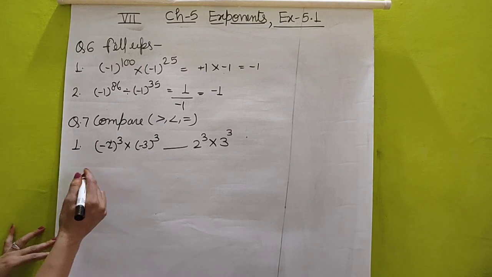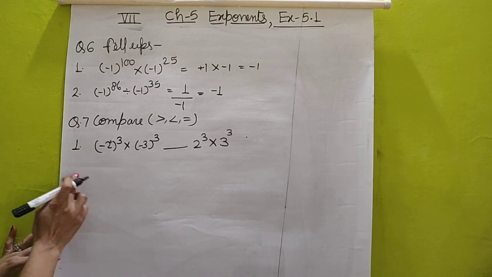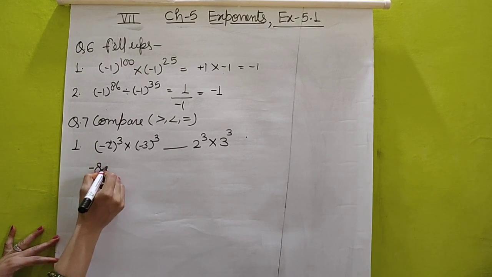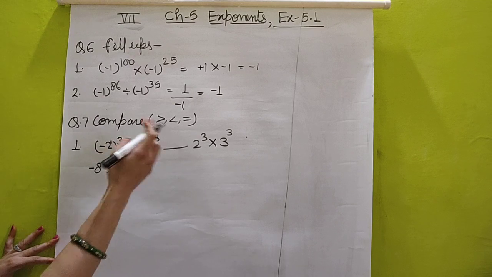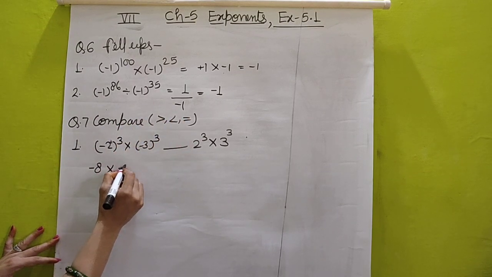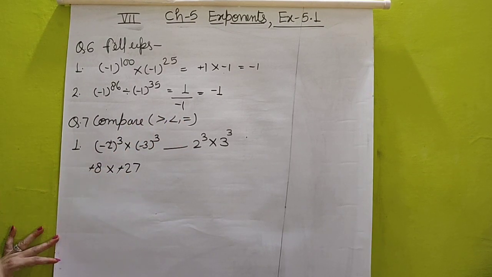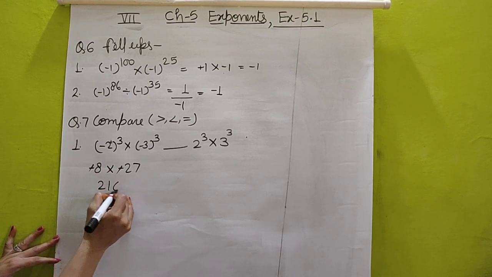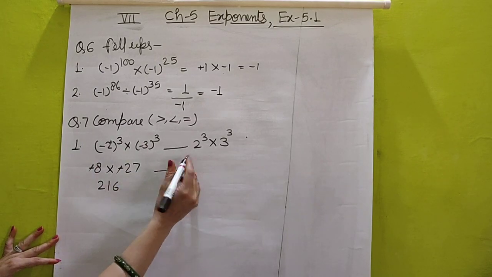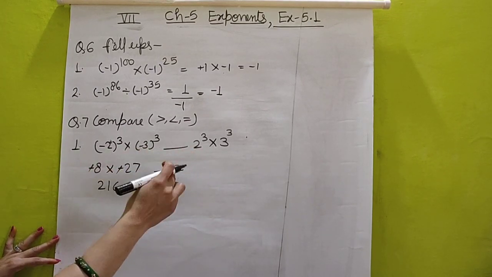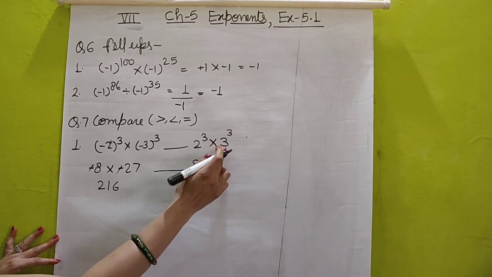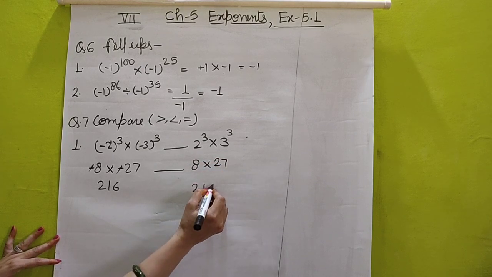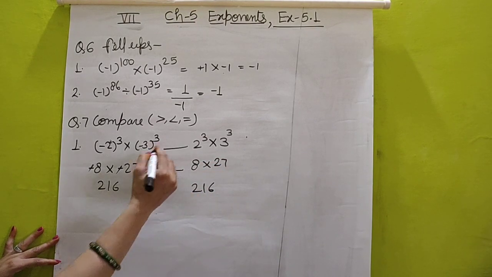Still, I am doing the calculation. 2 raised to power 3 means 2 multiply 2 multiply 2. It will be minus 8. Then 3 multiply 3 multiply 3, it will be minus 27. This minus will cancel out this minus. When you multiply 8 and 27, it will be 216. There also, students, 2 raised to power 3 means 2 multiply 2 multiply 2, it will be 8. Here 3 multiply 3 multiply 3, it will be 27. Again what will come? 216. So students, both will be equal.